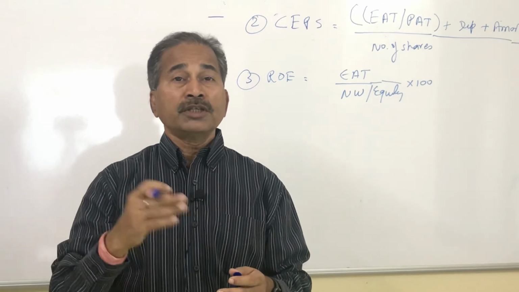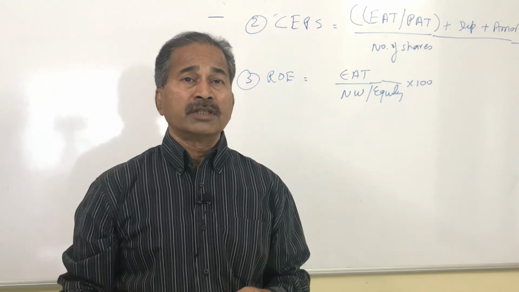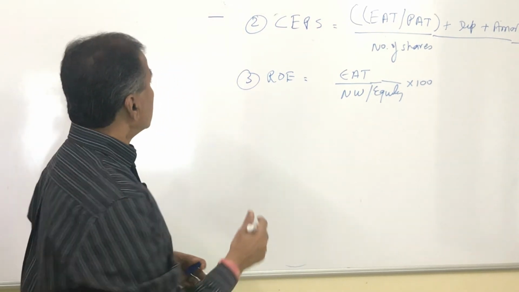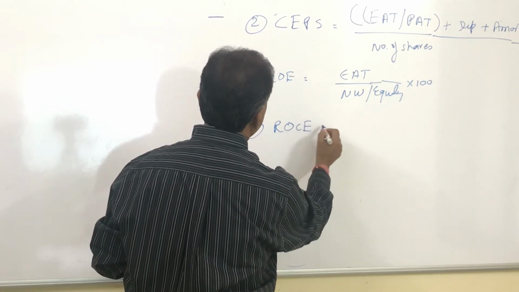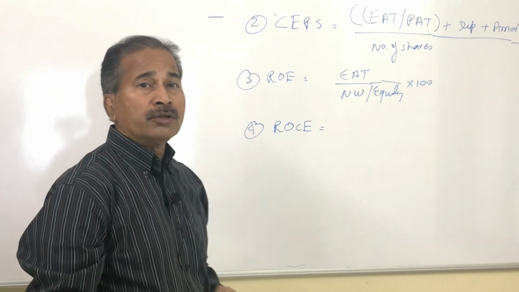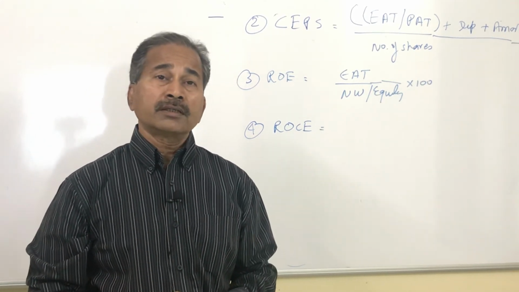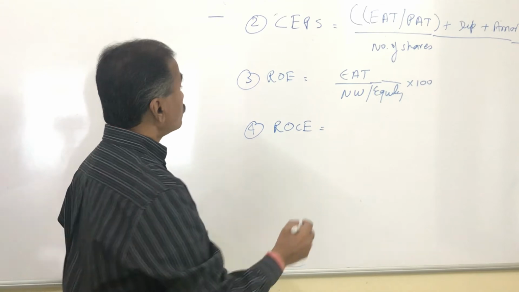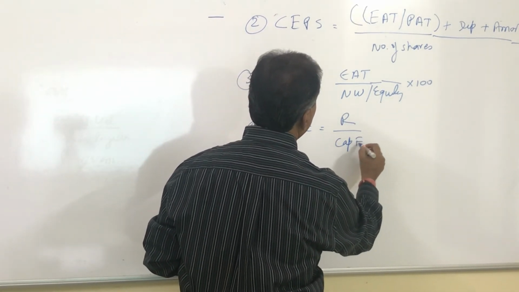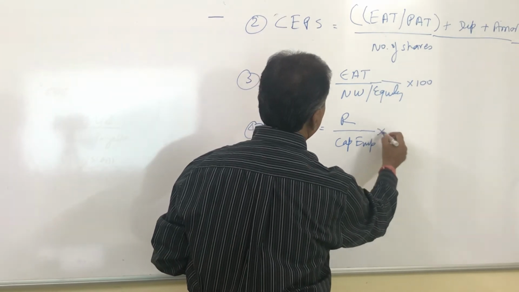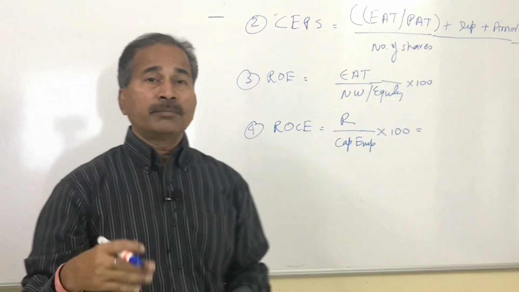So the fourth ratio that you can calculate to find out how the business is performing is something known as return on capital employed, ROCE. How do you calculate return on capital employed? This of course is very simple. It is return divided by capital employed into 100. This gives you your return on capital employed.